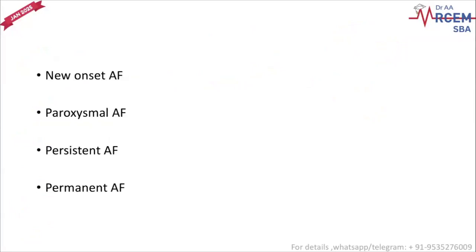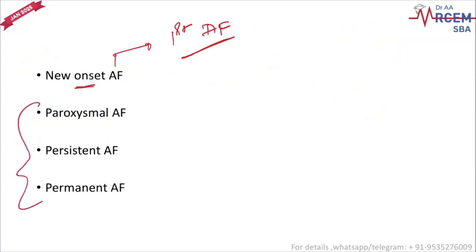Like a new onset atrial fibrillation. What is new onset? As the name suggests, he was never diagnosed with atrial fibrillation. This is his first presentation, the first time you have picked up that the patient is having atrial fibrillation. So it is a new onset atrial fibrillation. These are all not new onset. They are already known cases of atrial fibrillation.